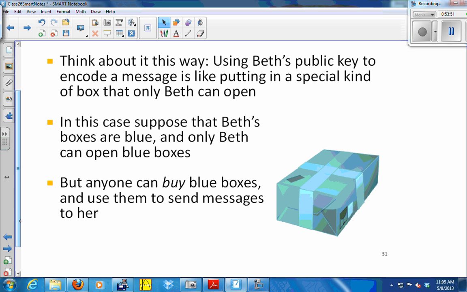So think about it this way. Using Beth's public key to encode a message is like putting your message in a special kind of box that only Beth can open. So let's say that Beth's boxes are blue. Only Beth can open blue boxes. Anyone can go to the store and buy blue boxes and put something in and send it to Beth, but only Beth can open blue boxes. Just because you know that the message is blue doesn't help you open it.